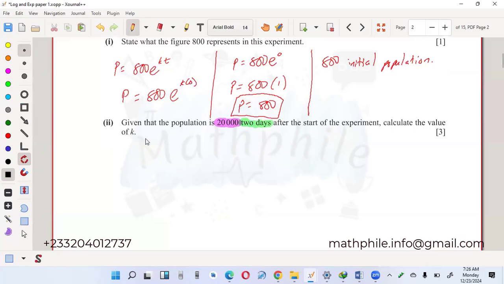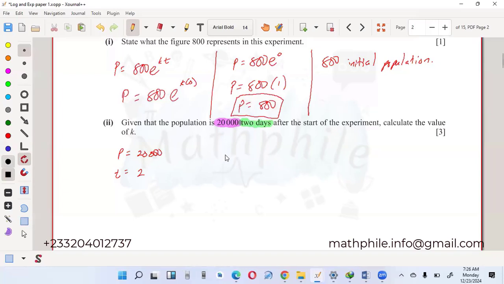And we have to calculate the value of k. So p is equal to 20,000 when t is 2. We can substitute this into the equation, so we've got P equal to 800 e raised to the power kt. We're given the parameters where P is equal to 20,000.